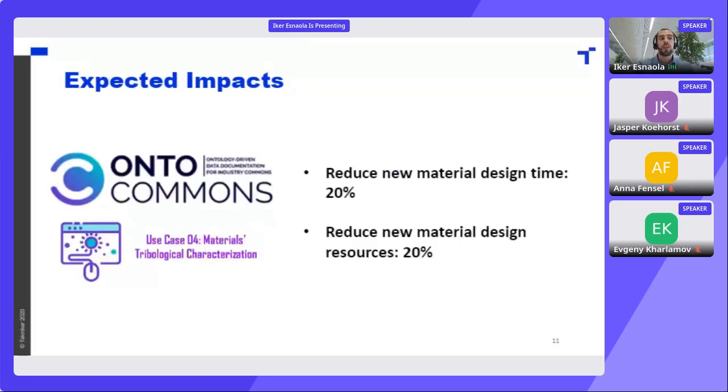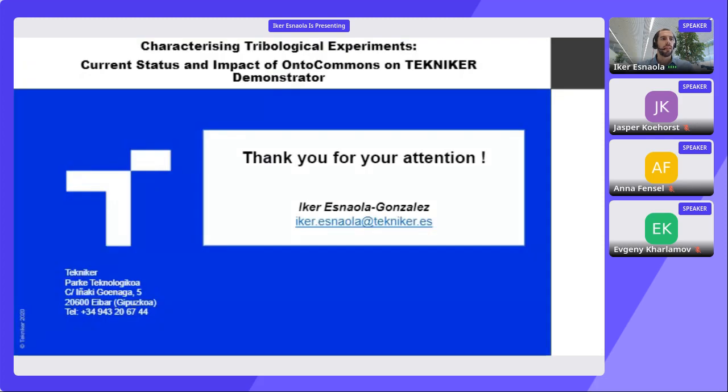And once we are done with the demonstrator, once we achieve this objective that I have just presented, having access to experiments stored in different databases in a homogeneous way, we are expecting to reduce the times and of course also the resources needed to develop new materials. So in terms of resources and time, in both aspects, we are expecting to reduce 20%, which is quite a lot in this case. And yeah, that's all from my side.